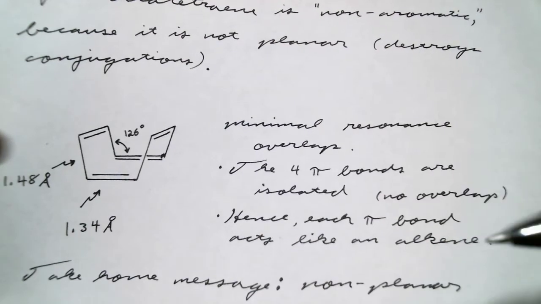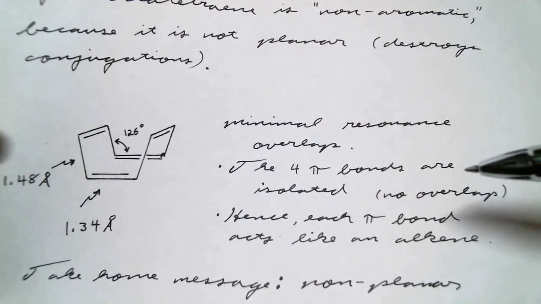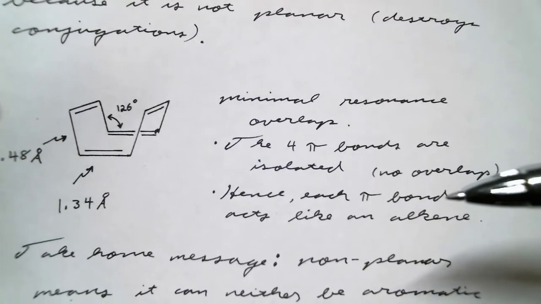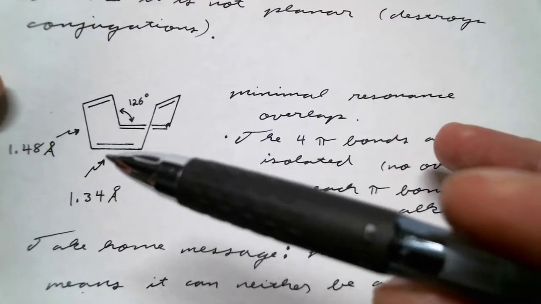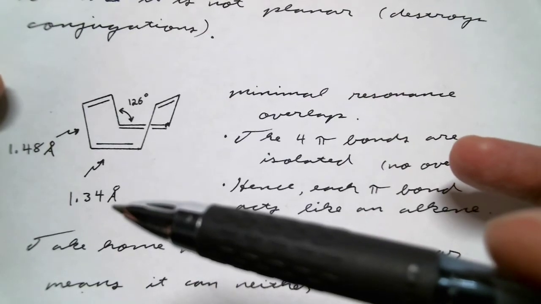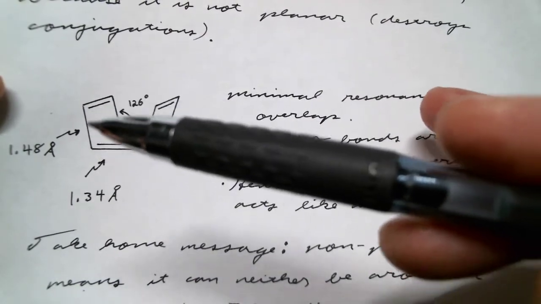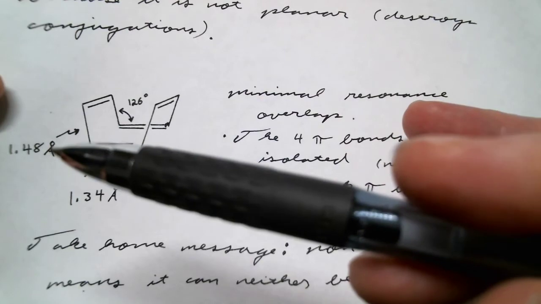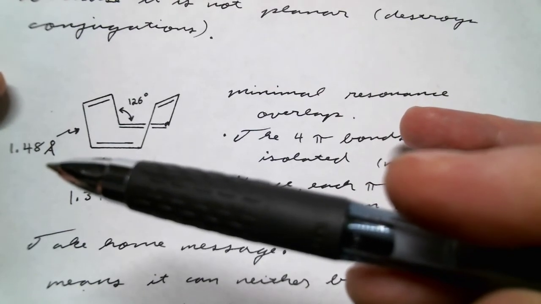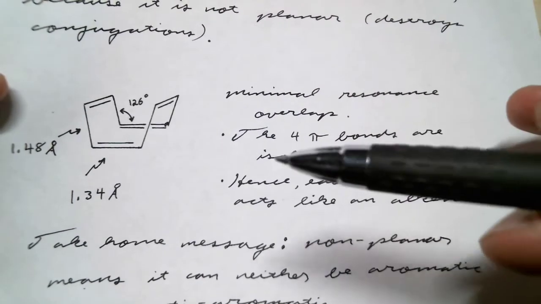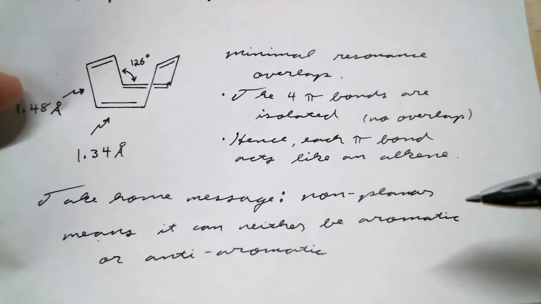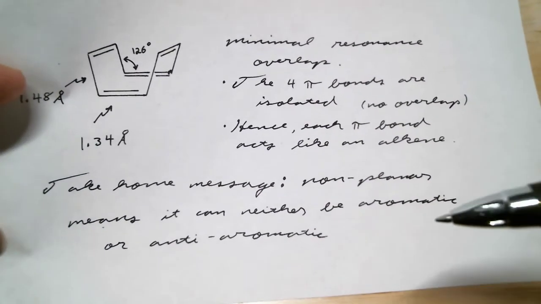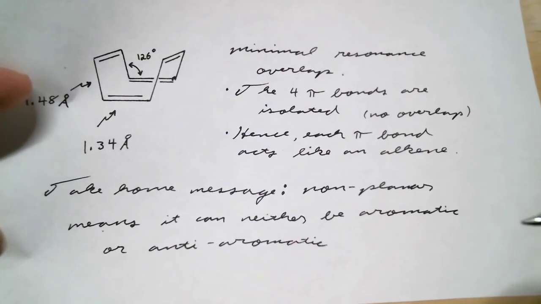So they act more like isolated alkenes. The 4 pi bonds are isolated, no overlap. Hence, each pi bond acts like an alkene. We can see that our double bonded carbons are 1.34 angstroms, and our single bonded carbons are very characteristic of carbons that possess single bonds, about 1.48 angstroms. Got a 126-degree bond angle there. That's nice. Take-home message, non-planar means it can neither be aromatic or anti-aromatic.